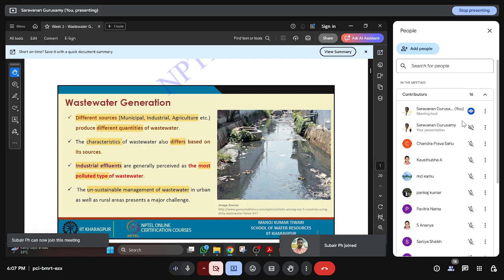The unsustainable management of this wastewater causes major challenges. We have discussed the impacts: first is health impact, second is environmental impact, and third is economic impact to the nation. These are all we discussed last week. Once again, sorry.